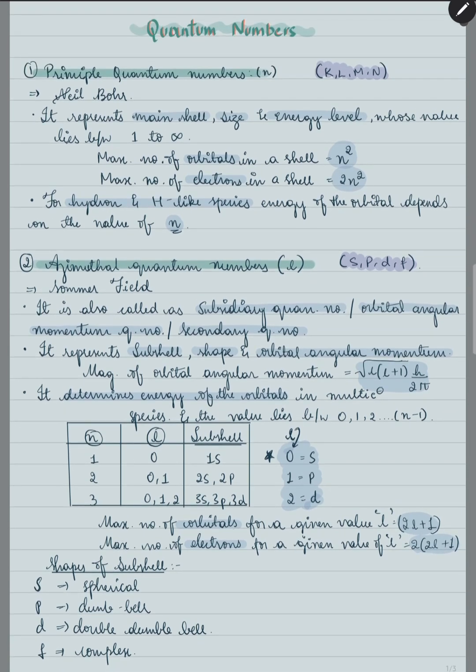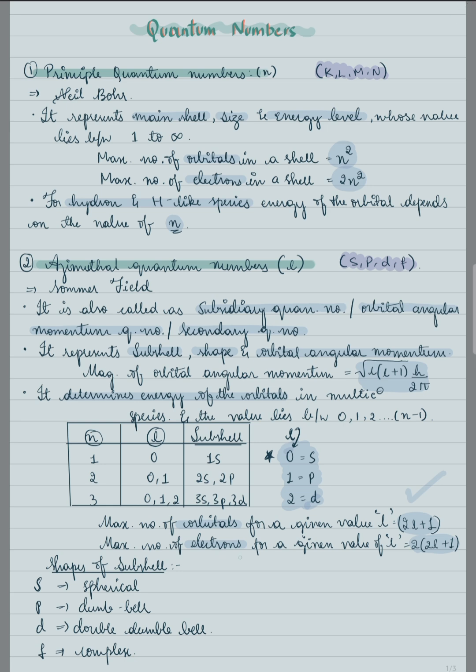Then the maximum number of orbitals for a given value of L. They might give the value of L as x, suppose, and then ask the maximum number of orbitals for that. It's 2L plus 1. Simple. Just put the L value in the formula in the place of L, and you'll be there with the right answer.